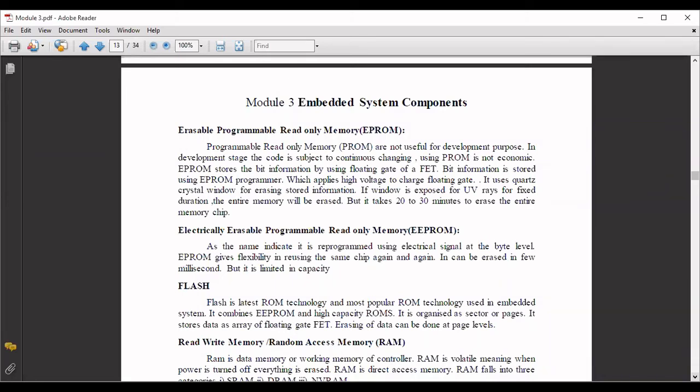It gives the option, flexibility option. It can be erased in a few milliseconds, but it is of limited capacity. So you will be having very limited capacity in that.